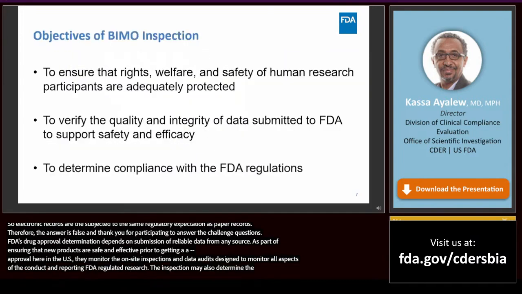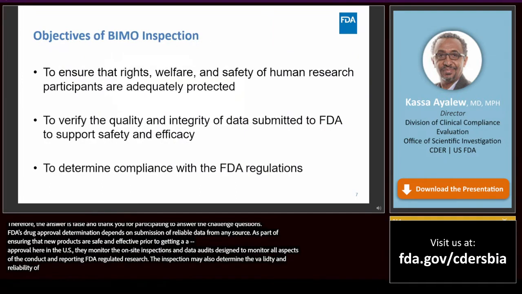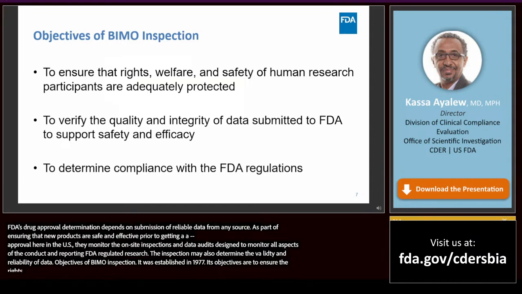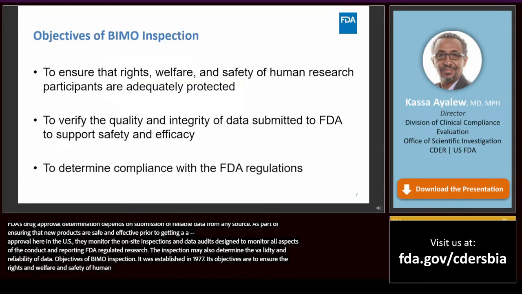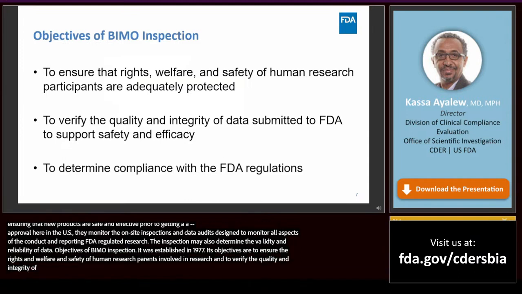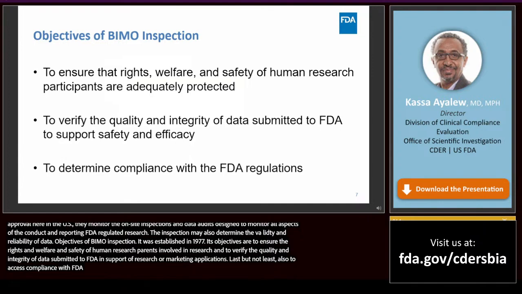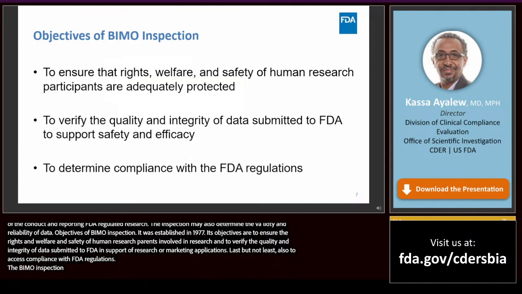The objectives of BIMO inspection. The BIMO inspection program was established in 1977. Its objectives are to ensure the protection of the rights, safety, and welfare of human research participants involved in FDA-regulated clinical research, and to verify the accuracy and the reliability of study data submitted to FDA in support of research or marketing applications. Last but not least, it's also to assess compliance with FDA regulations. The BIMO inspection objectives are the same for electronic records as well as paper-based source records.